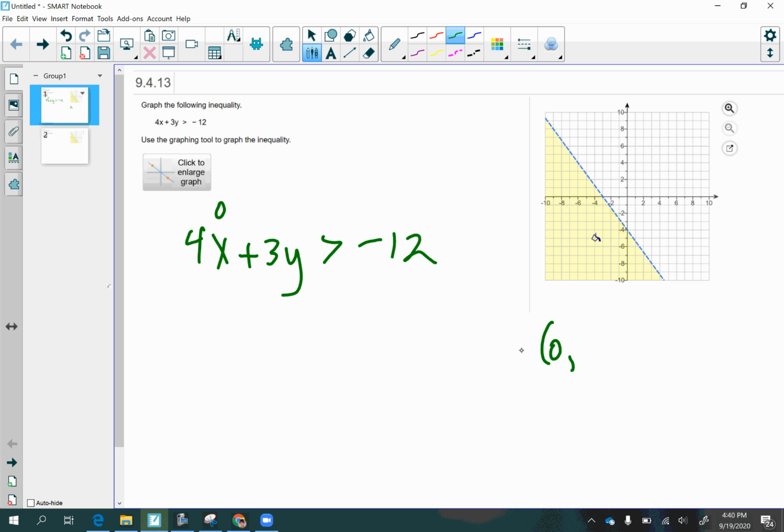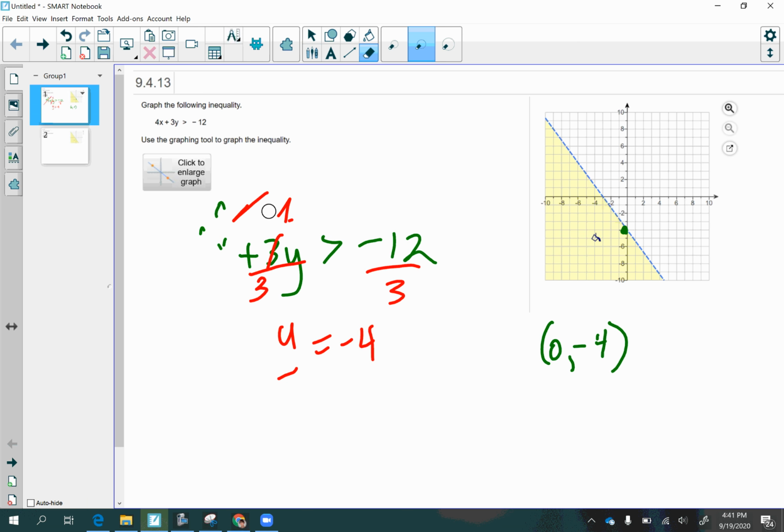a 0 for the x value, which would mean it's going to be on the y-axis, and this whole piece would zero out. And so then you would just have this term left, which you can solve for y by dividing by 3 on both sides. This will become a 1, and then you'll have y equals -4. So the y-intercept is at -4. Okay?